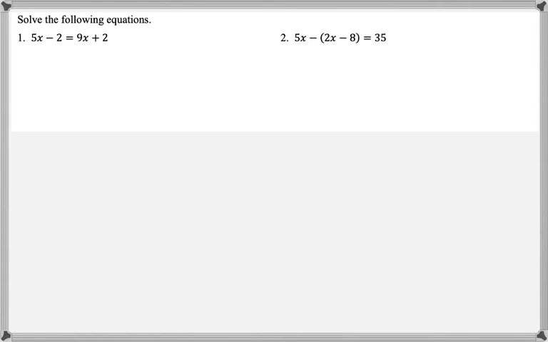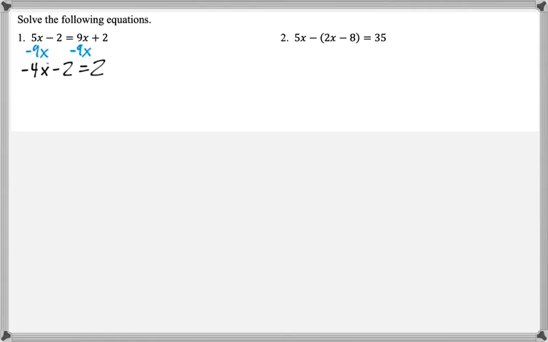So on number 1, we are trying to solve the equation, and our first step is to get all of the x's onto one side. So I'm going to choose to move all of my x's to the left. So I want to subtract 9x from both sides. And this will get me negative 4x minus 2 is equal to 2.